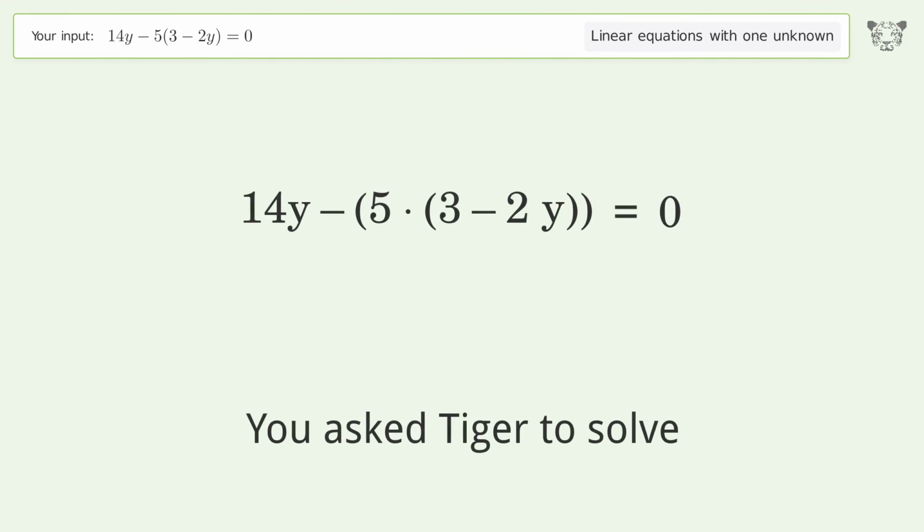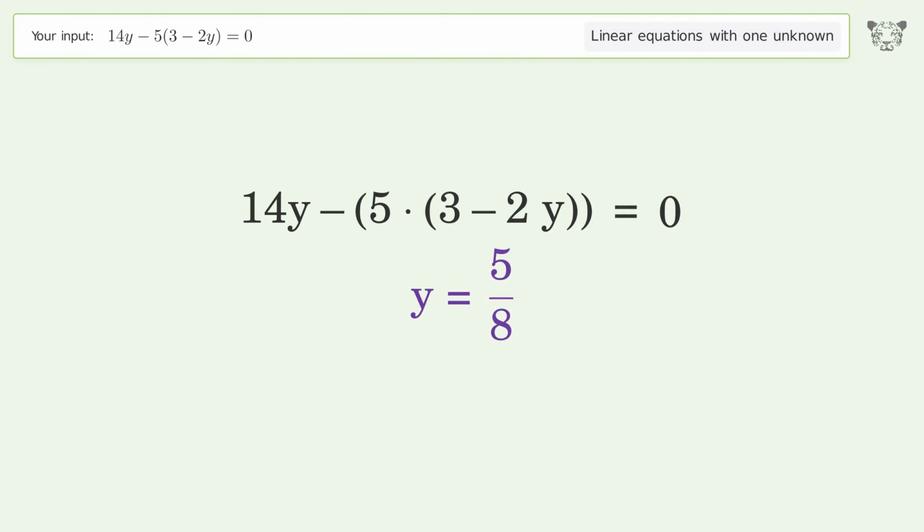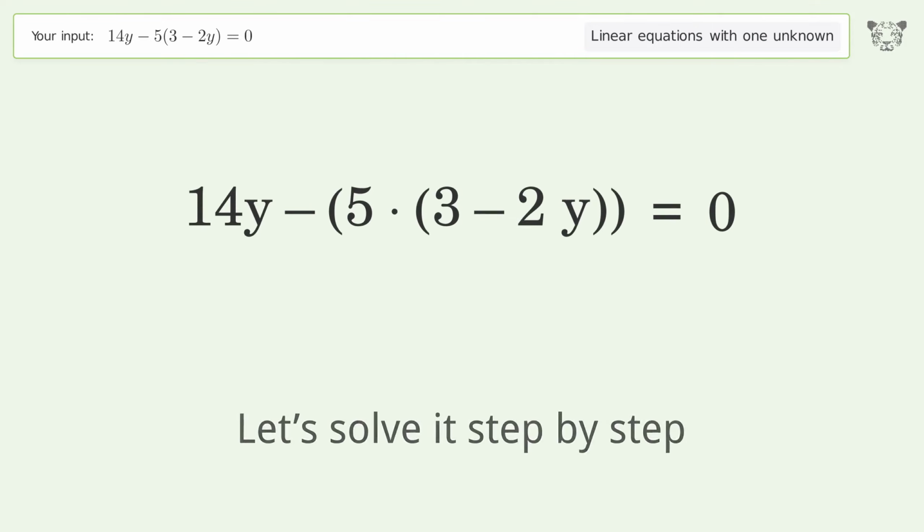You ask Tiger to solve. This deals with linear equations with one unknown. The final result is y equals 5/8. Let's solve it step by step.